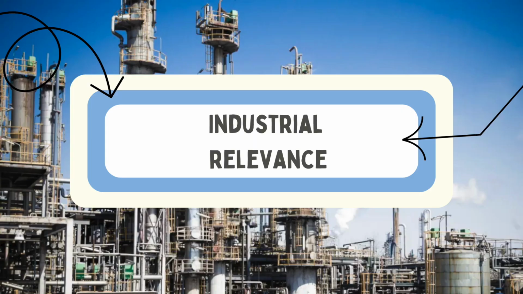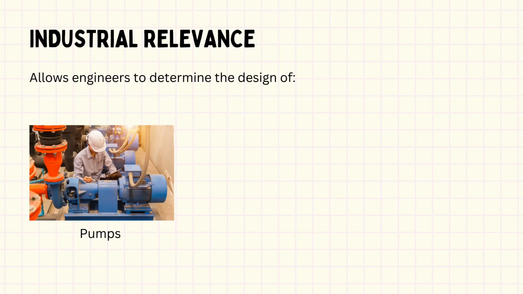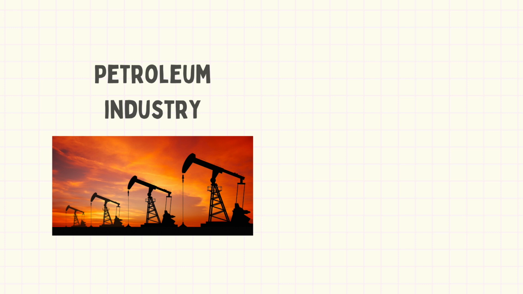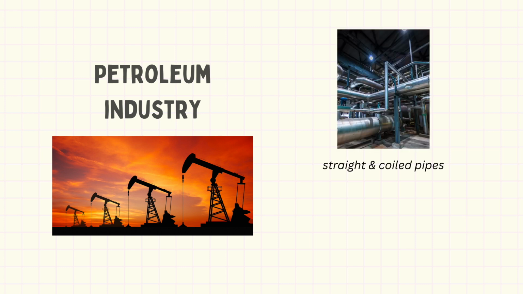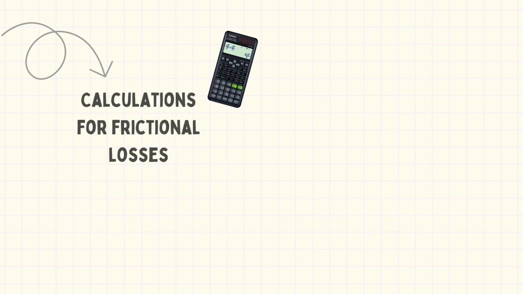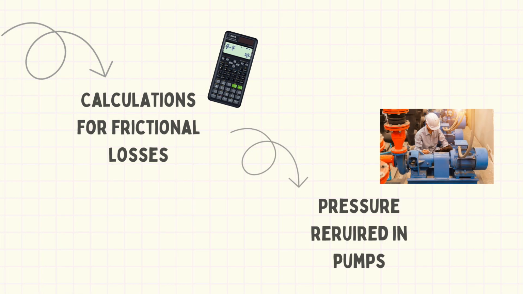Understanding fluid friction and pressure drops allows chemical engineers to determine the design of pumps, valves, and pipe diameters, such that the product moves through the pipes with the required flow rate and pressure, while minimizing the energy consumption. For example, for processes in the petroleum industry, fluids are being moved through straight and coiled tubing under laminar or turbulent flow conditions. Calculations of frictional pressure losses for these circumstances allow engineers to determine how much pressure is needed in the pump to move the fluid through the pipe.